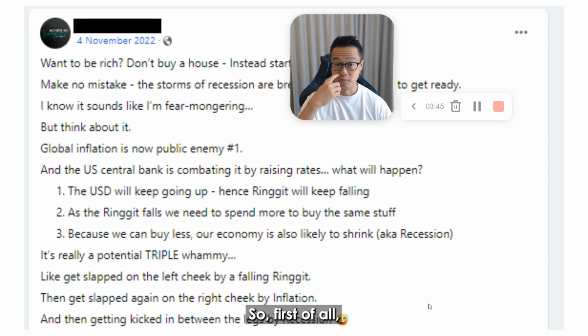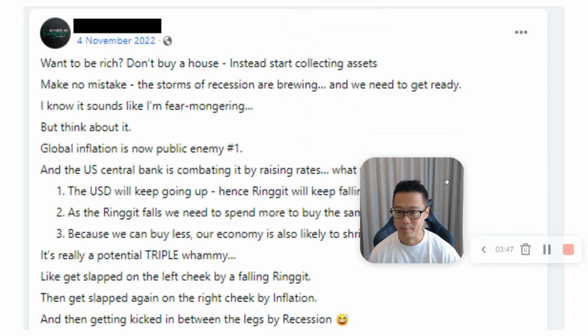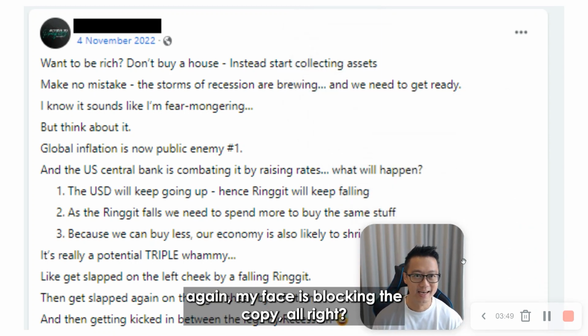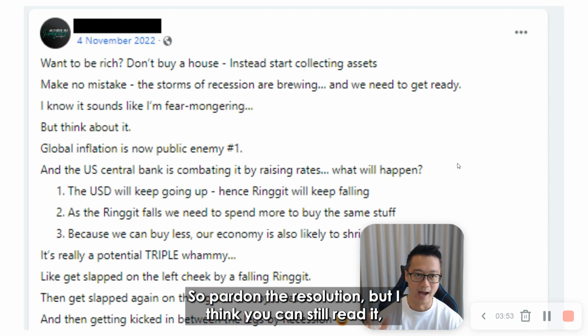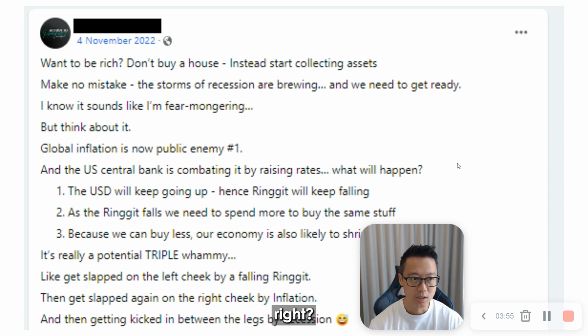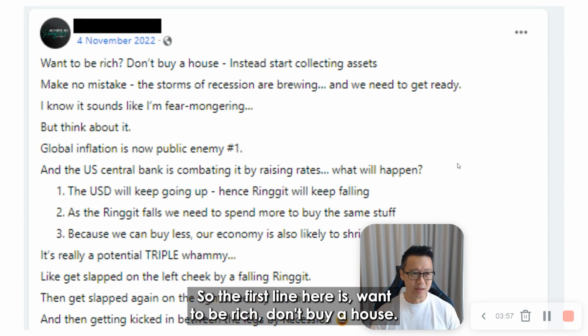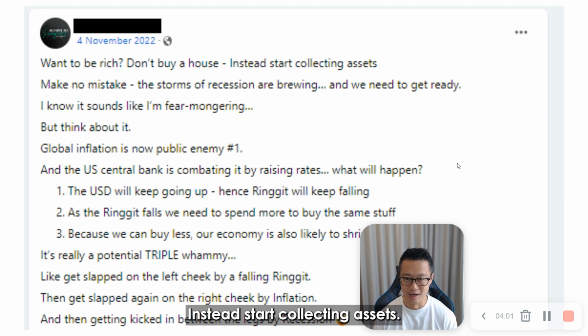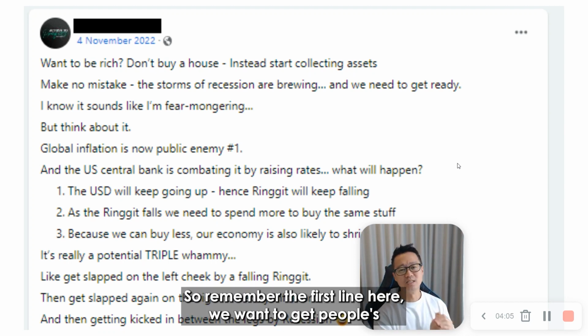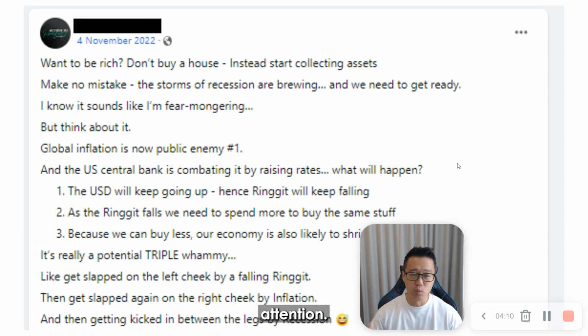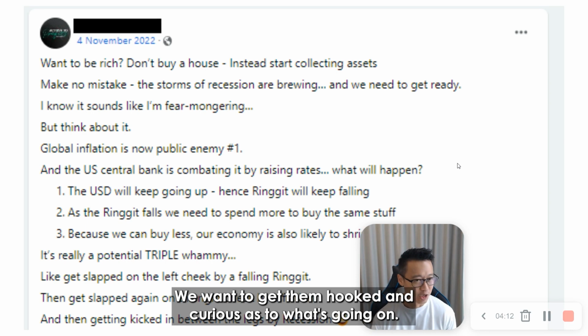So first of all, again, my face is blocking the copy. All right, so pardon the resolution, but I think you can still read it. So the first line here is, "Want to be rich? Don't buy a house. Instead, start collecting assets." Remember the first line, we want to get people's attention. We want to get them hooked and curious as to what's going on.